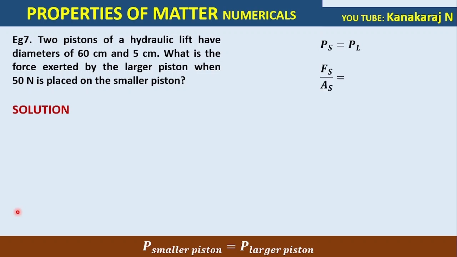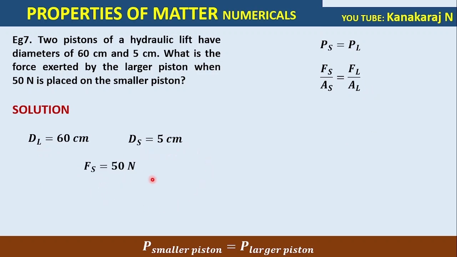Pressure on the smaller piston can be replaced by force on the smaller piston divided by area of the smaller piston. Then pressure on the larger piston can be replaced by force on the larger piston divided by area of the larger piston. The diameter of the larger piston equals 60 cm and the diameter of the smaller piston is 5 cm. The force on the smaller piston is 50 Newton.